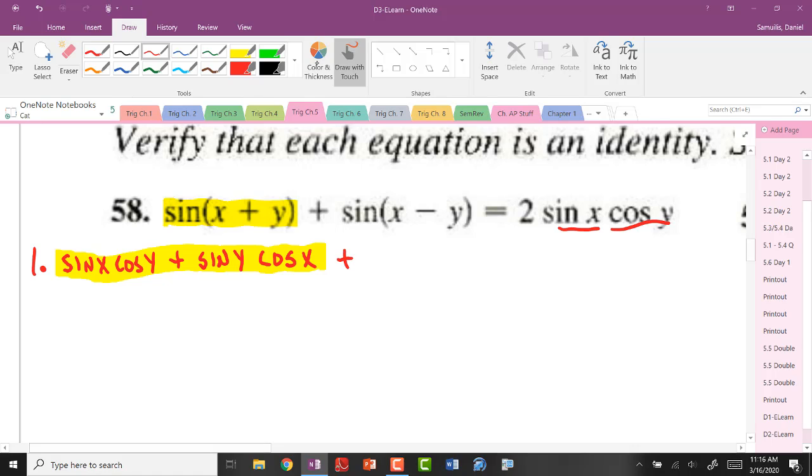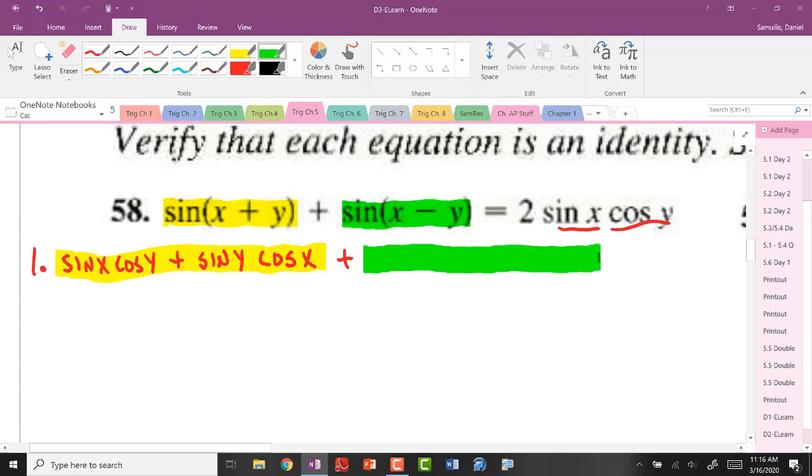Plus, then this, I go ahead and look at my difference rule for sine. Good, that looks like a good sign there. And the difference rule for sine is sine x cosine y, the sign is the same, sine y cosine x. And then for my class, I just say put the equal sign. You don't have to keep writing the right side. When we're done, we just arrow down. Yes, the left side turned into the right side.